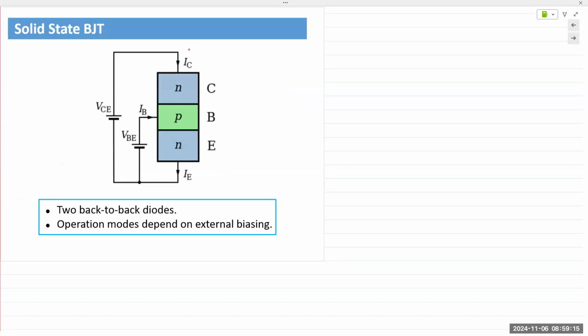Okay. You have the collector, base, and emitter. You have two back-to-back diodes. However, the operating modes depend on the external biasing, meaning the externally applied VCC, collector voltage, and VB, the base voltage, or VBB. Okay. This is connected between the collector and the emitter.